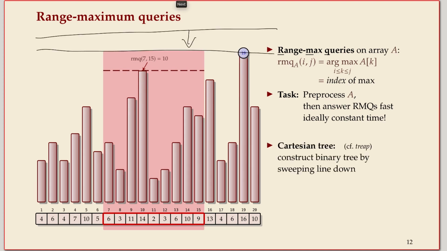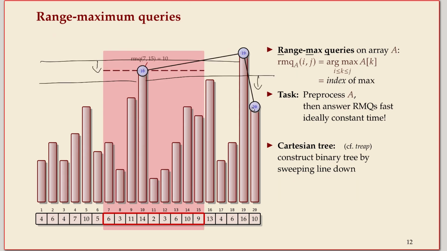What now is the Cartesian tree? The Cartesian tree is built as follows. You take the entire range and you slide this scanning line down until you hit the first bar. That's the global maximum of all the numbers in the array. That becomes the root of a binary tree. And then the two lines independently continue to slide down. So this one goes down until it hits here, and the other one goes down until it hits here.